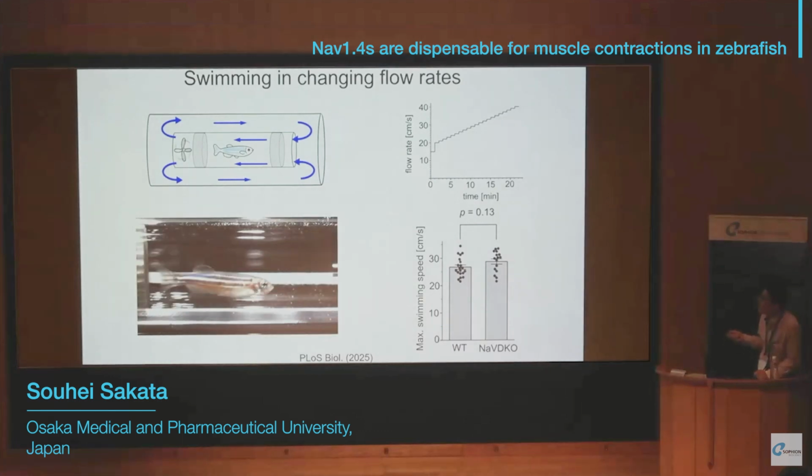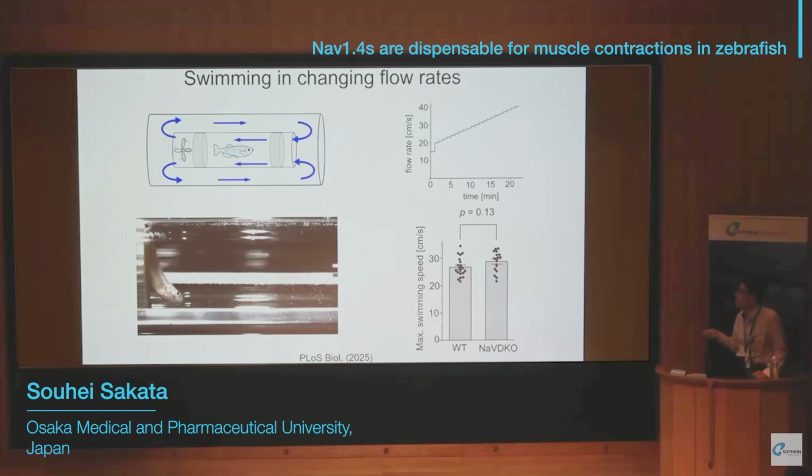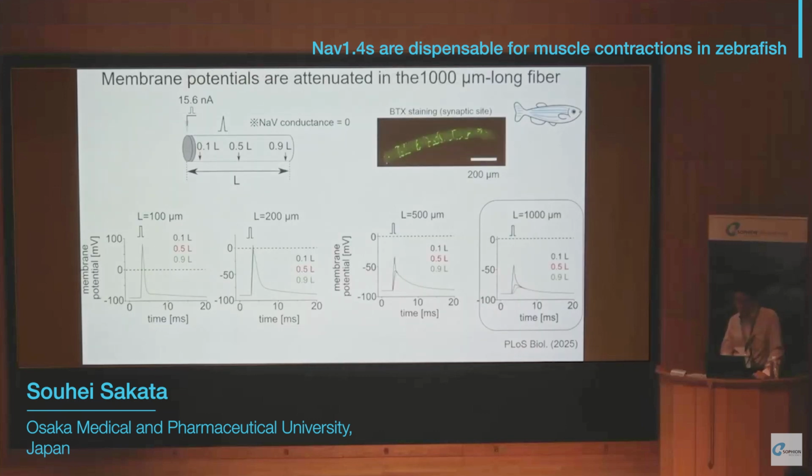This is the end of the experiment. Fish swim as hard as they can, but eventually give up swimming. The flow rate at which the fish give up swimming was defined as the maximum swimming speed. The maximum swimming speed is the same between the two groups. So I go back to simulation.